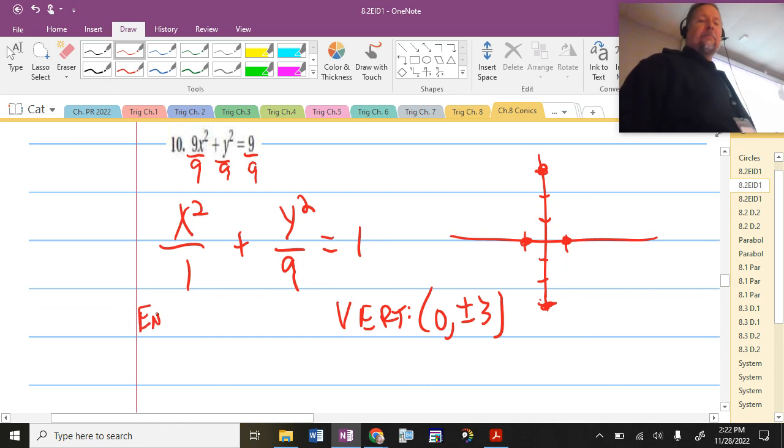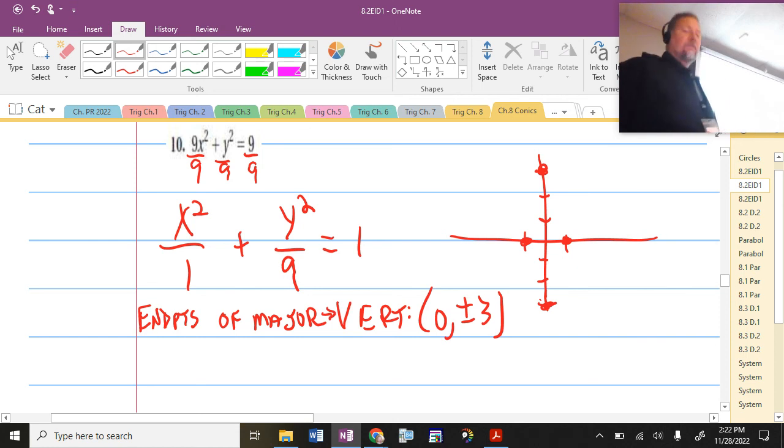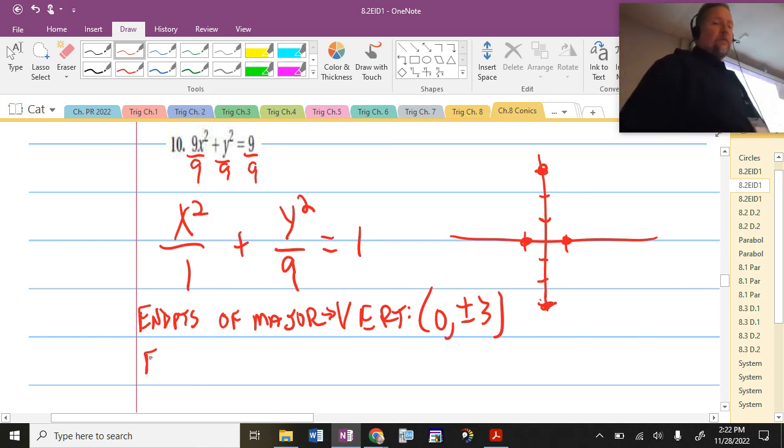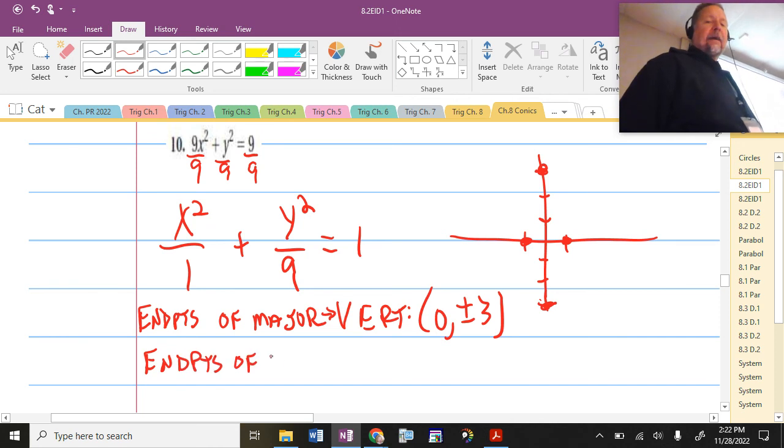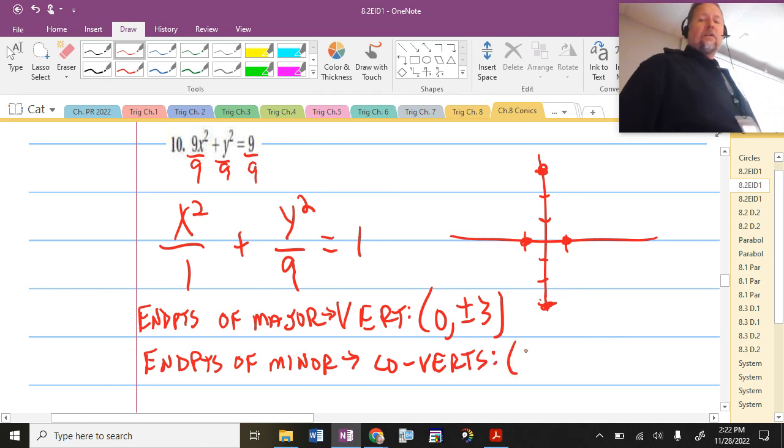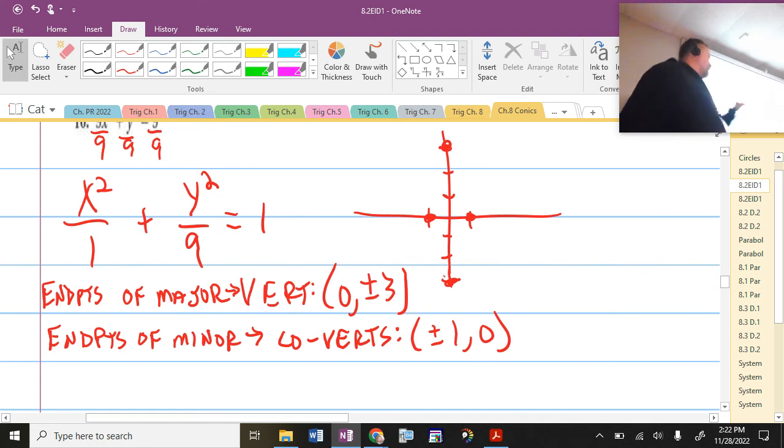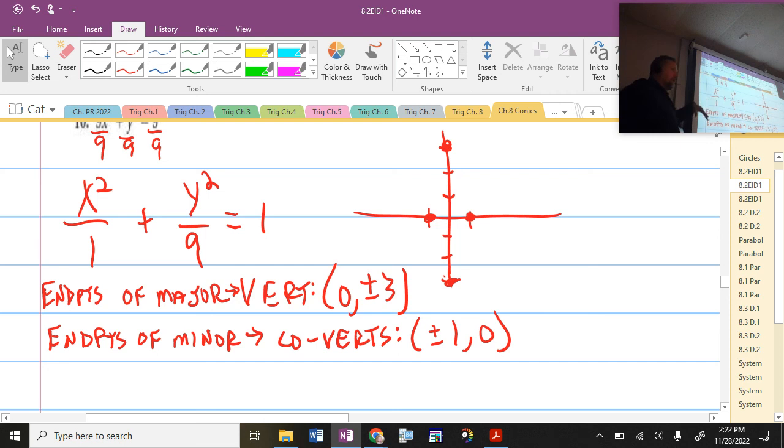Vertices, I guess I could put this: those are the endpoints of the major axis. This is what your book says. Endpoints of the major axis, that's what the vertices are. And I'll write this because someone was confused last hour and I don't know where they lost stuff. The endpoints of the minor axis is what the book says. That's the co-vertices, and those are plus or minus 1, comma 0. Just some other terms that the book used so that you can make sense out of this.